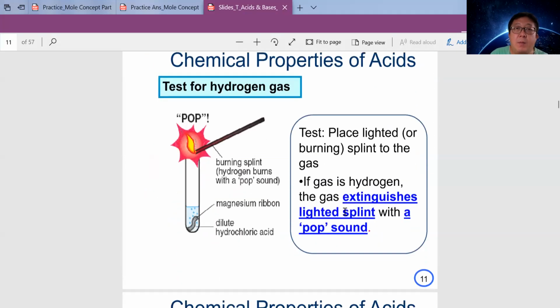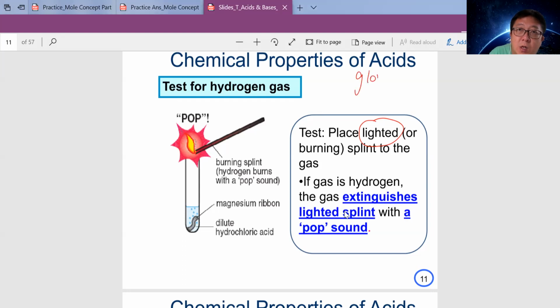Chemical property, pop sound. Can you take note and highlight this word: lighted splint, or burning splint, to the gas. I like this word, lighted splint. You know what a lighted splint is, right? A lighted splint means on the splint you see a fire. Very important, because the other test is for oxygen. For oxygen, you use a glowing splint. This is not the same as a glowing splint.